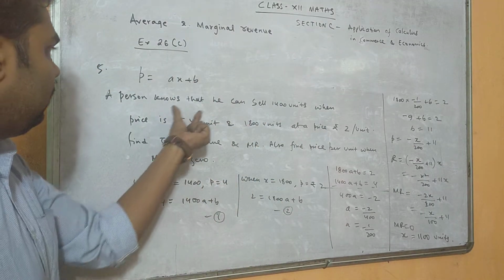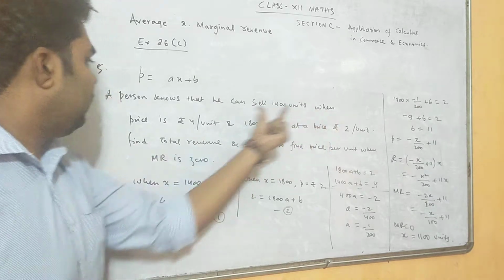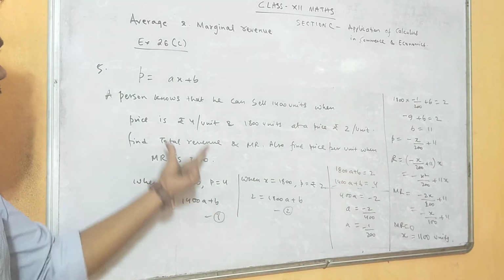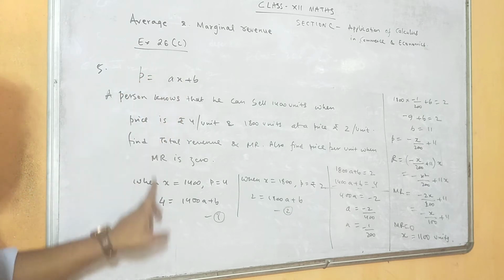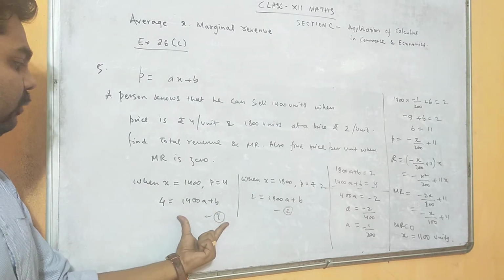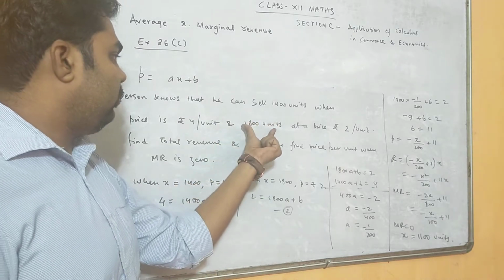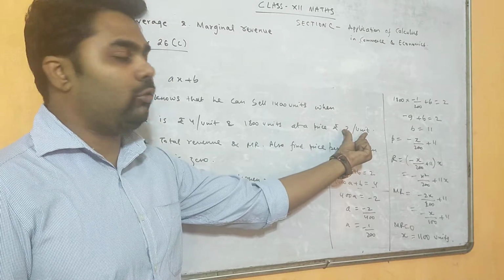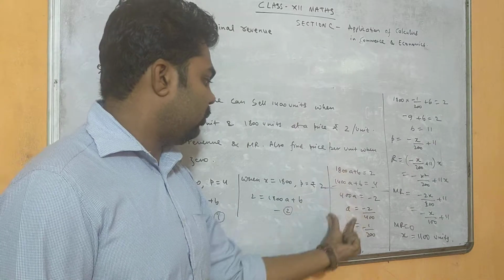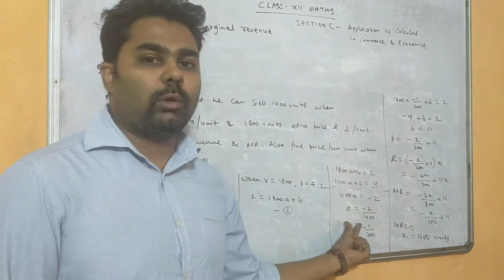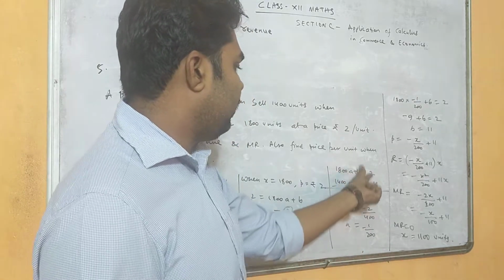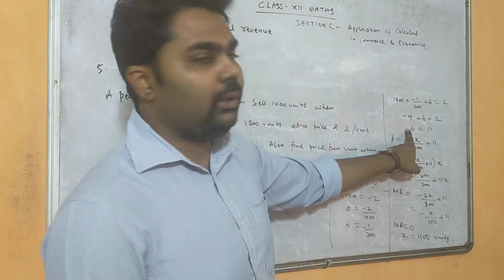First here, what is given? 1400 units sold when the price is rupees 4. When X is 1400, P is 4, right? So when you substitute here, that means 4 in place of P, in place of X 1400, and a and b as it is. So we'll get equation number 1. Similarly, when 1800 units are sold, price per unit is rupees 2. So we'll substitute again. On solving equation number 1 and 2 by simultaneous equations, we get the value of a, that is minus 1 by 200. We'll substitute this value of a in any of the equations and we'll get the value of b. So b we got here 11.